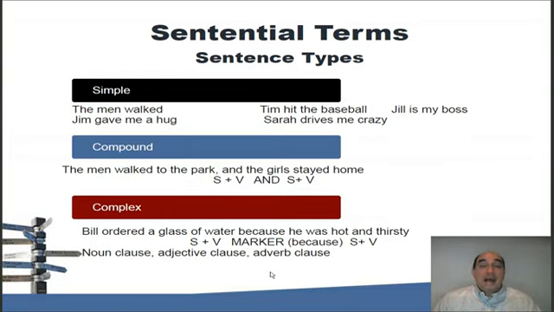Lastly, we have a complex sentence, and that's a main sentence, subject, verb, with a clause. Okay, and a clause is basically a marker, subject, verb. There are a variety of clauses. We'll talk about them later. Noun clause, adjective clause, adverb clause, of course Santa Claus, everybody knows that one. But it generally has a marker, a subject, and a verb. And clauses can't stand alone.